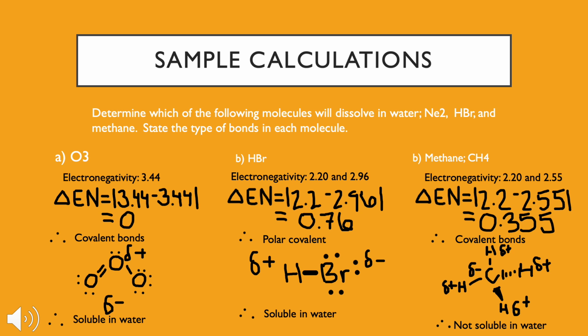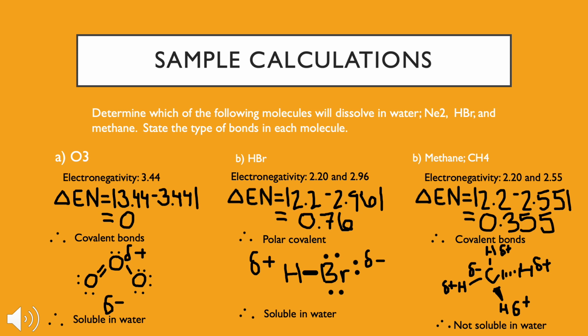Regarding hydrogen bromide, hydrogen has an electronegativity of 2.20 and bromine's is 2.96. Therefore, the electronegativity difference is 0.76, resulting in polar covalent bonds. Bromine is partially negative and hydrogen is partially positive, resulting in the molecule being soluble in water.